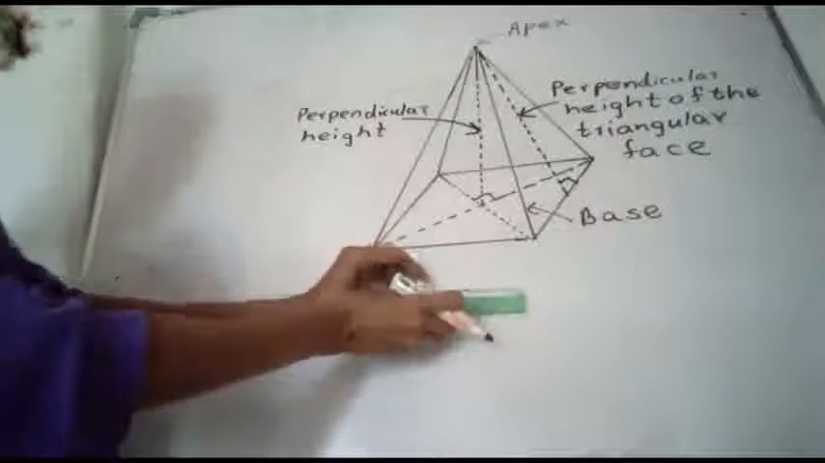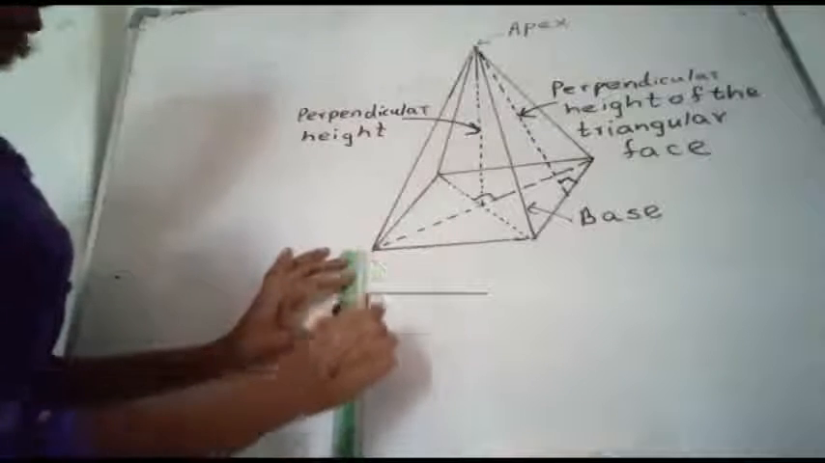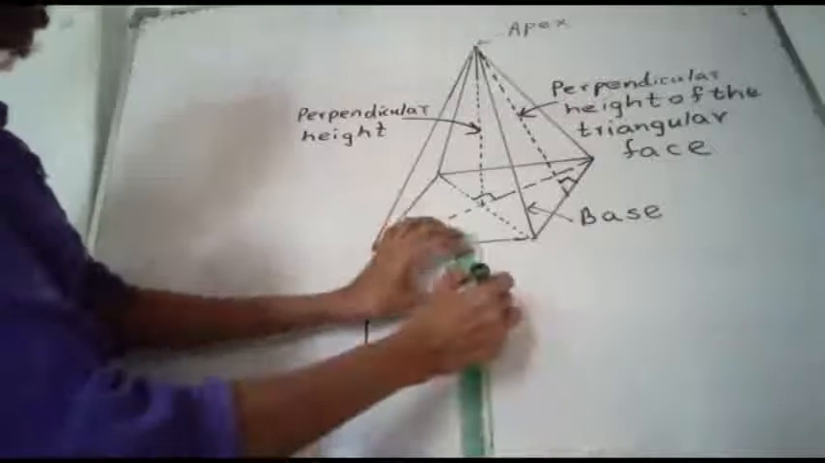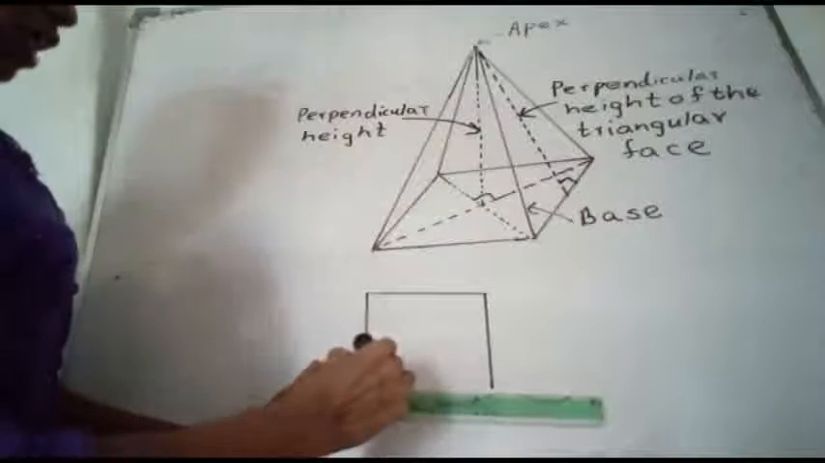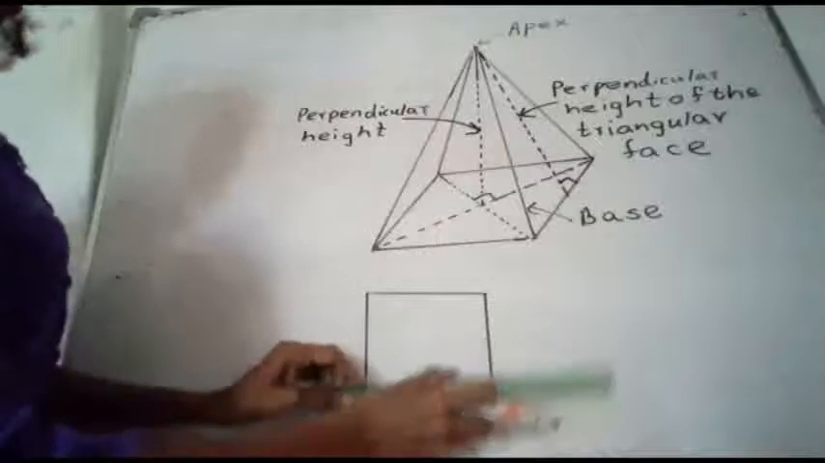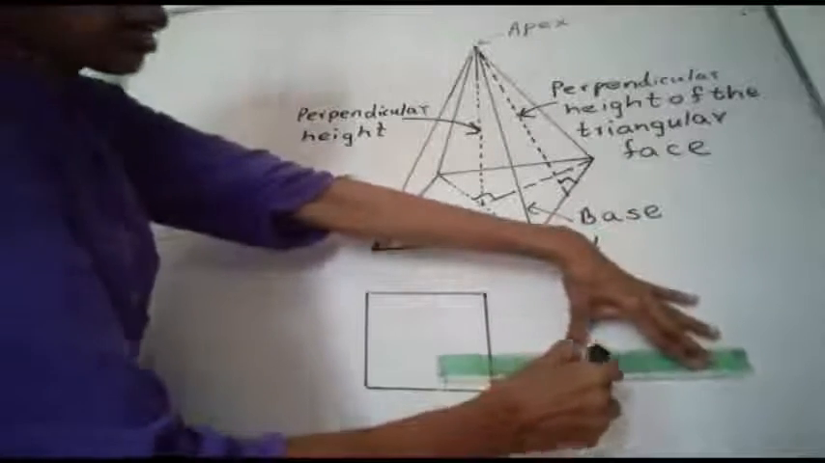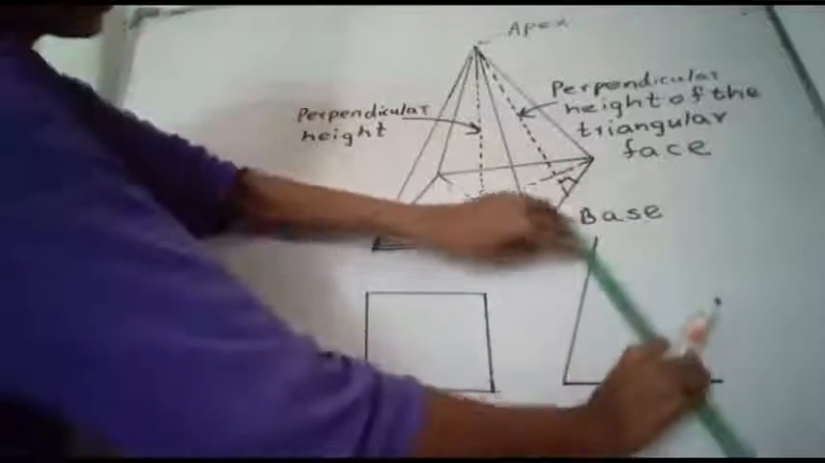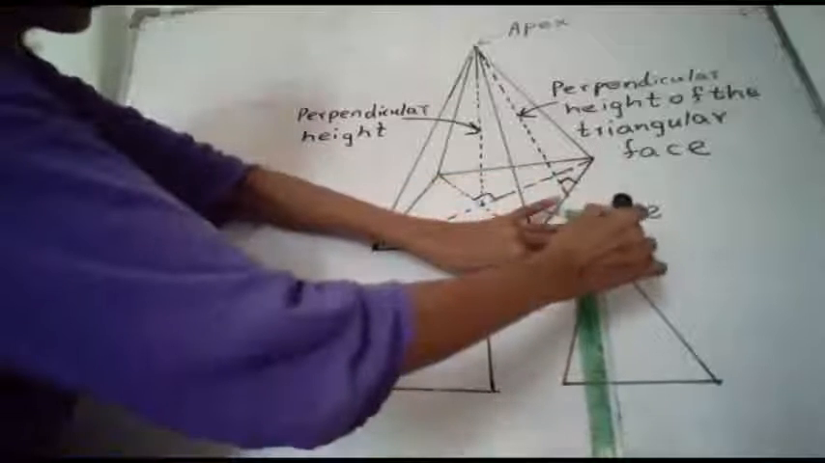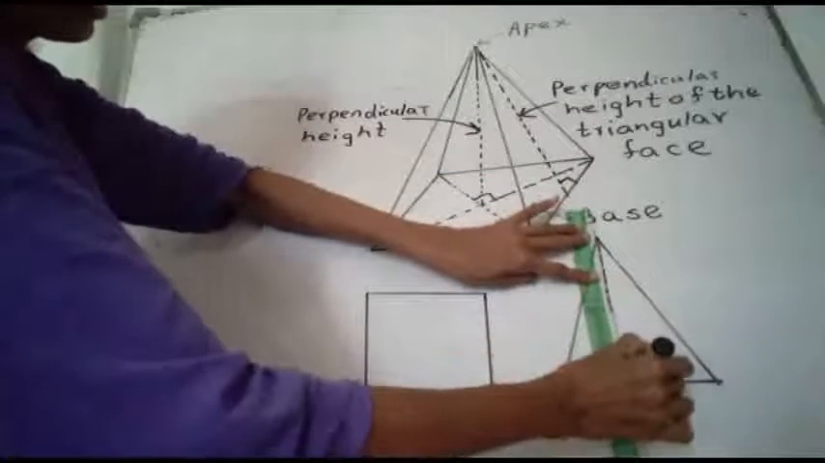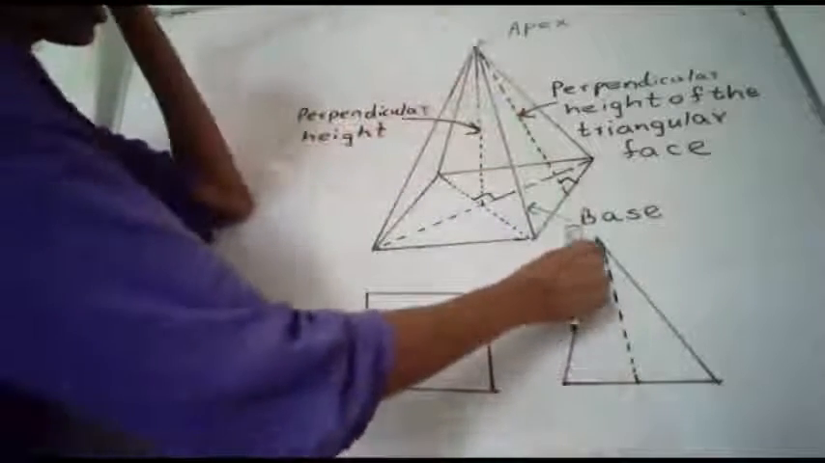Yes, the surface of this square base pyramid: one square, the base is square shape, and all other four faces are triangles. This is the perpendicular height of the triangular surface.